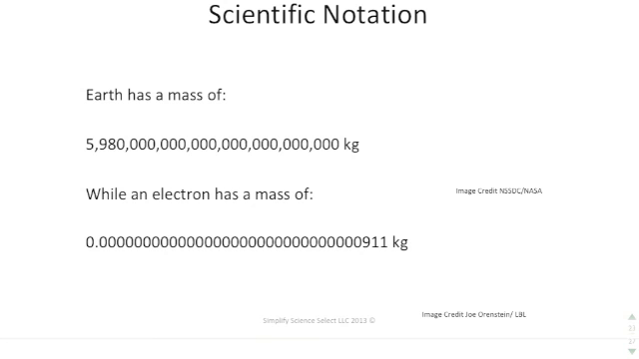Okay, scientific notation. What scientific notation is really useful for, how it helps us: if we're looking at the Earth's mass, the Earth has a mass of 598 and a ton of zeros behind it. Or if we're looking at the mass of an electron, it's a very, very small number. Scientific notation allows us to take very big numbers and very small numbers and put them into a manageable number, something that we can actually see and use without having a huge number on our page.